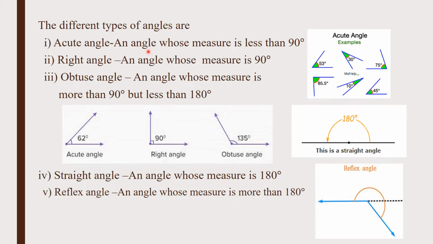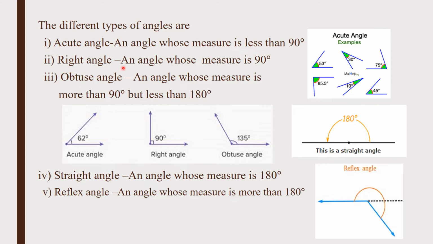An angle whose measure is less than 90 degrees. Here we can see some examples like 53 degrees, 85.5 degrees, 10 degrees, 45 degrees, all are less than 90 and these are all examples of acute angles.